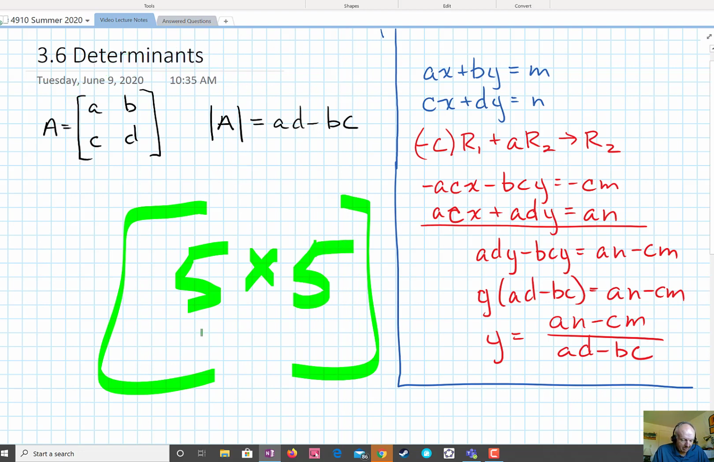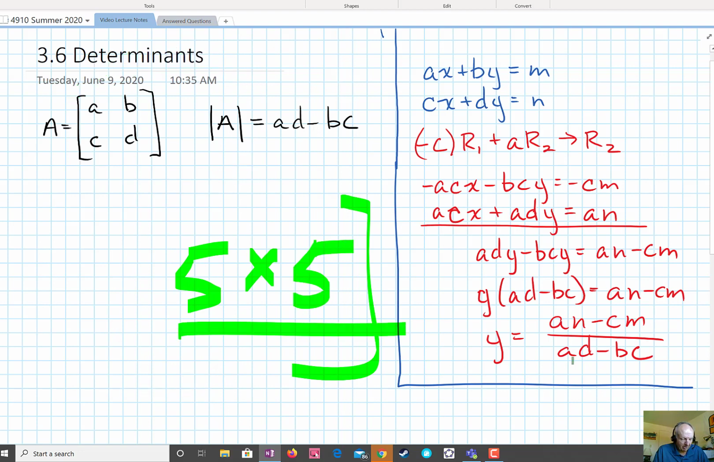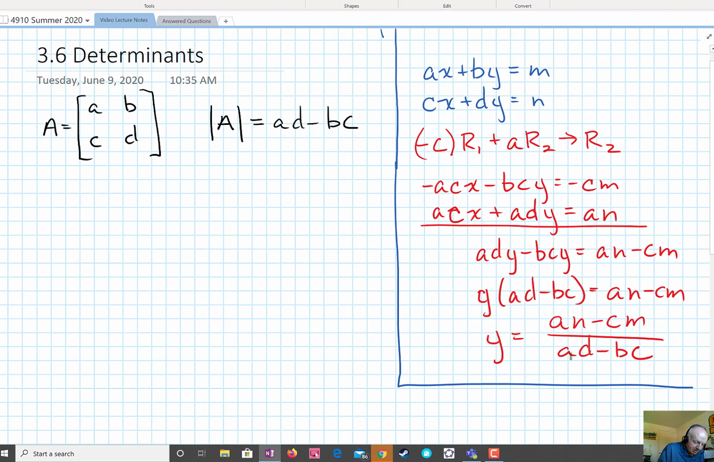For 5 by 5, the nasty formula for 5 by 5, it can be found if you really wanted to do it by completing elimination on a 5 by 5 system and looking at the denominator you get in the last step when solving for your first variable.